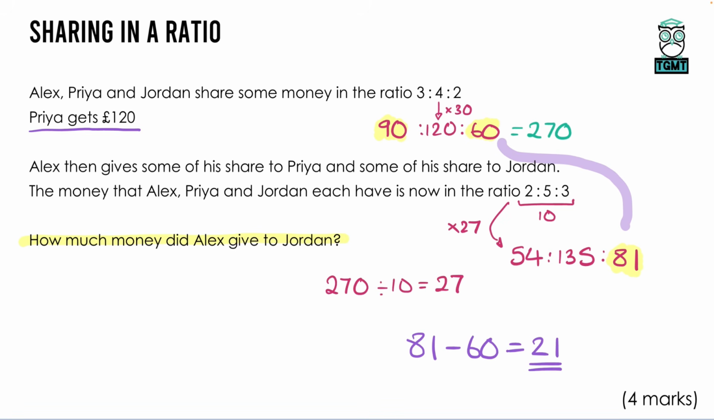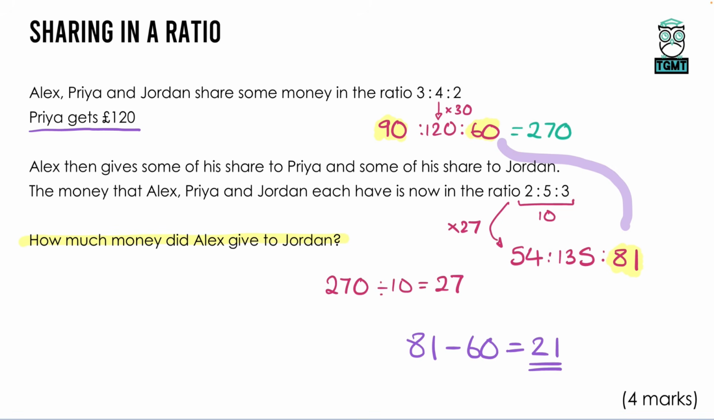So Priya was equal to 120. But of course, you could be told the total, you could be told the difference between two of them originally. And all of those, you just need to be careful with the language in terms of how to approach it. But there we go, that was a question on sharing in a ratio.